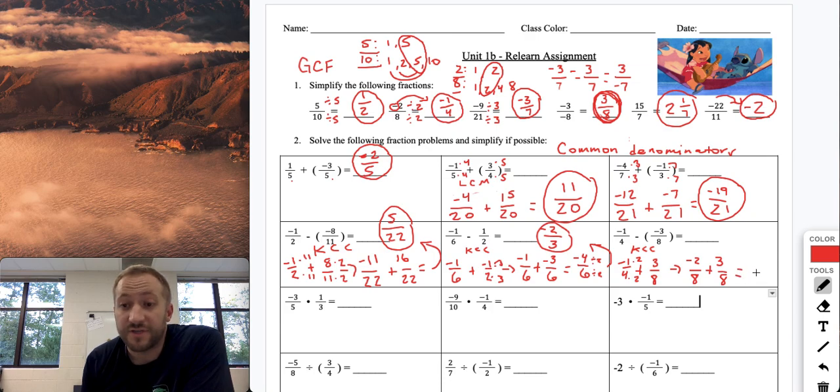Now, the denominators are the same. Perfect, I can add and keep that same denominator in my answer. And then just add the numerators. Negative 2 plus 3 gives me 1. So I end up with 1/8 as my final answer. I can't simplify it, so that's it.